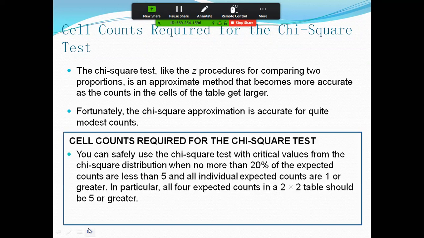Cell counts required for the chi-square test. You can safely use the chi-square test with critical values from the chi-square distribution when no more than 20% of the expected counts are less than 5, and all individual expected counts are 1 or greater. In particular, all 4 expected counts in a 2x2 table should be 5 or greater. Note that the guideline uses expected cell counts.